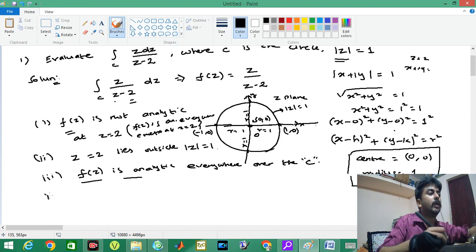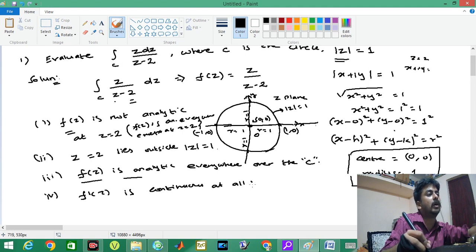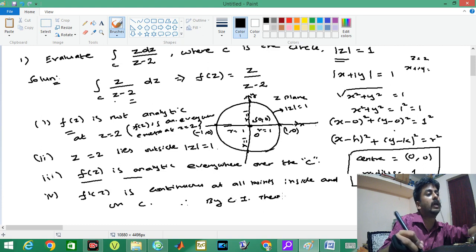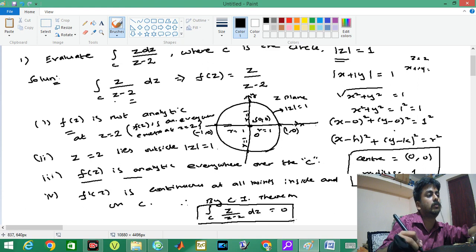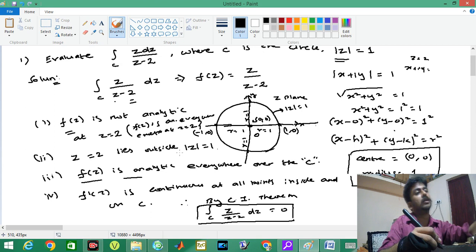Fourth point is f dash of z is continuous at all points inside and on C. Therefore, by Cauchy's integral theorem, integral over C of z by z minus 2 dz equal to 0. Okay, that's it.